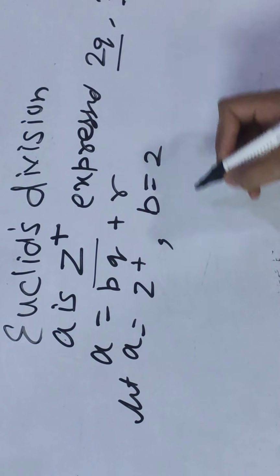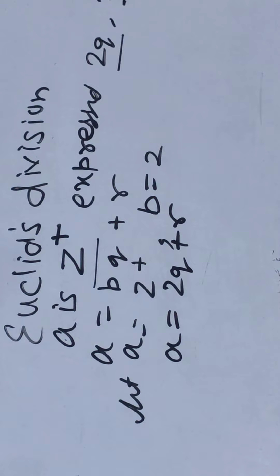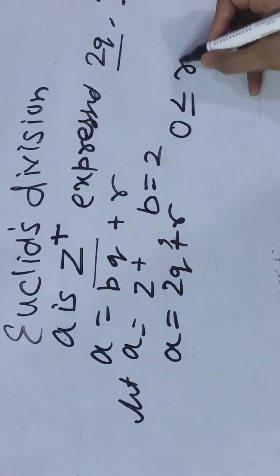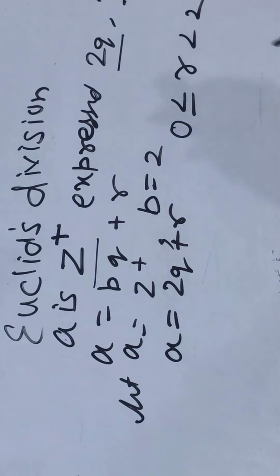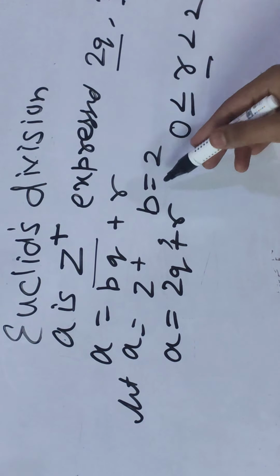So a equals 2q plus r. Now it means that 0 is less than or equal to r, and r is less than 2. What is this? It means that the remainder r is either equal to 0 or bigger than 0, but not less than 0, and is less than 2. 2 is b here. Okay?